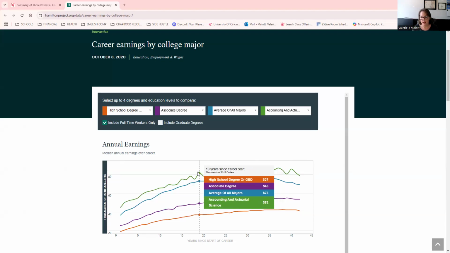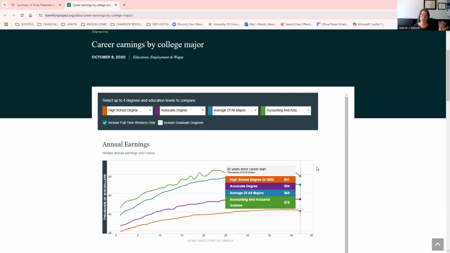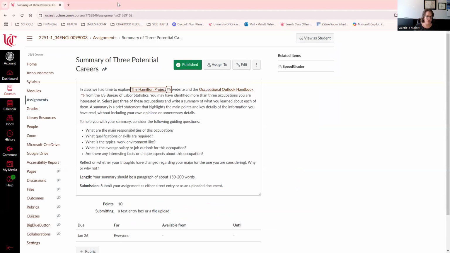So, and again, it increases throughout the number of years since the start of the career. So this is kind of fun just to play with if you aren't sure what kind of career you want to pursue and what kind of major might be the best for you, right? The best return on investment. This can be something to play with, especially if this is your first year and you really aren't sure what you want to do.